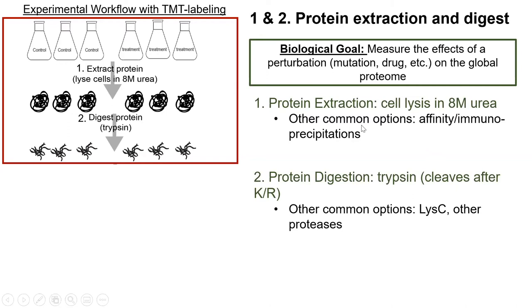Other common options, something I do, is say you have a perturbation, you're not as interested in the effect on the whole global proteome, but maybe a specific protein complex. You can also affinity purify or immunoprecipitate your protein complex of interest and look more directly at that. So you have your extracted protein. Next, you need to digest it.